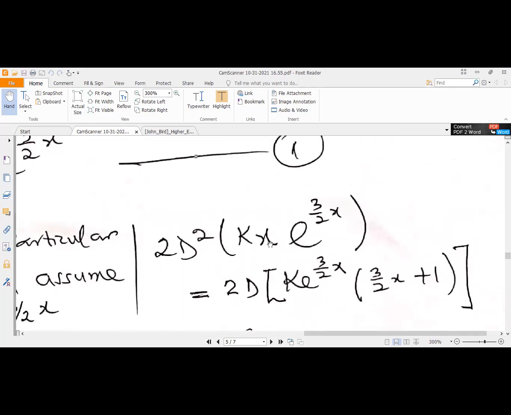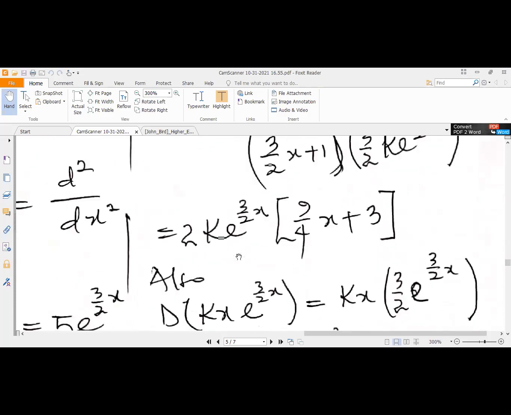So, looking at this one now, this is the same thing as: you keep x, you differentiate exponential 3/2x, isn't it? Yes, sir. Then you keep exponential 3/2x, then you differentiate x. That is for the first differentiation. You have to differentiate twice.